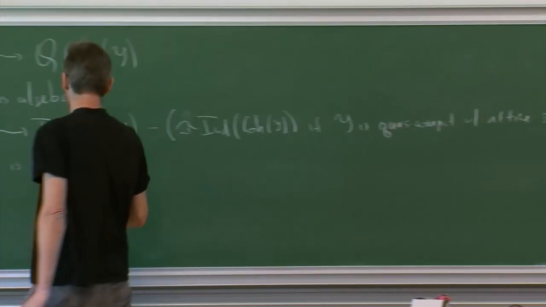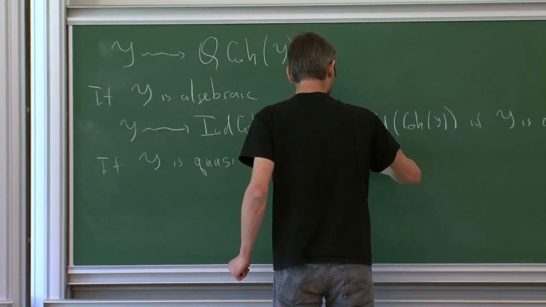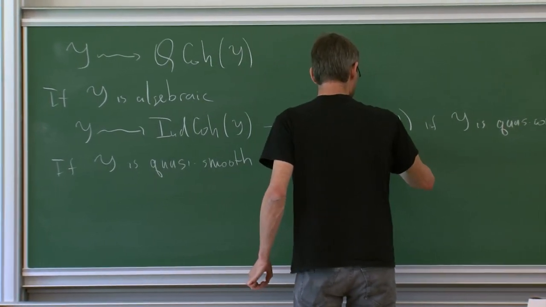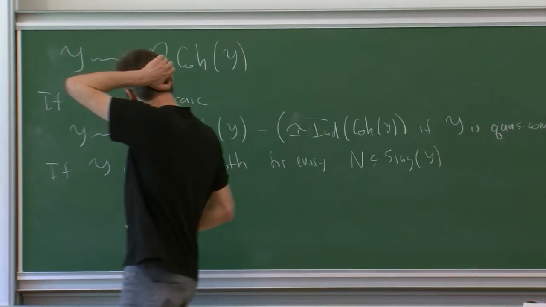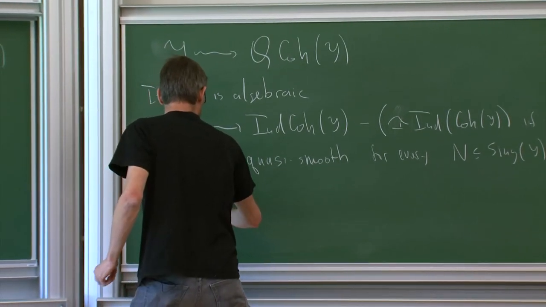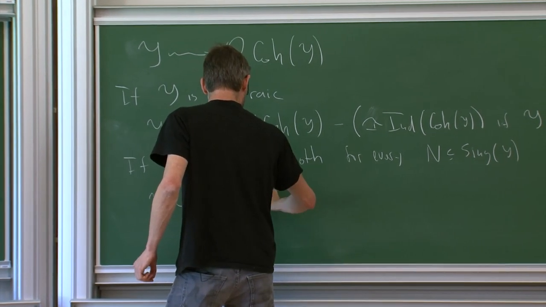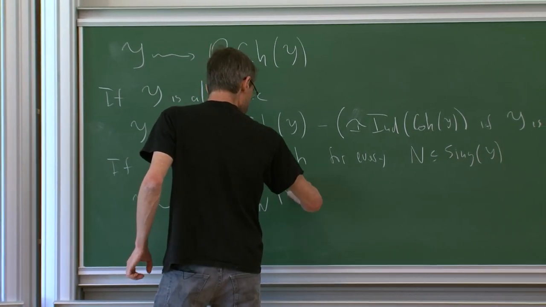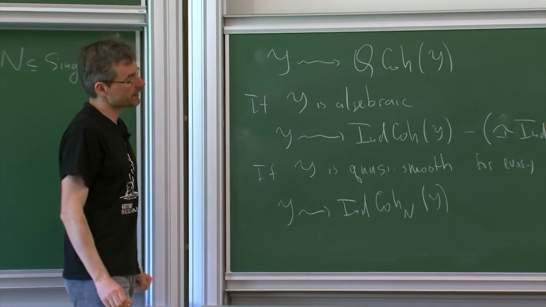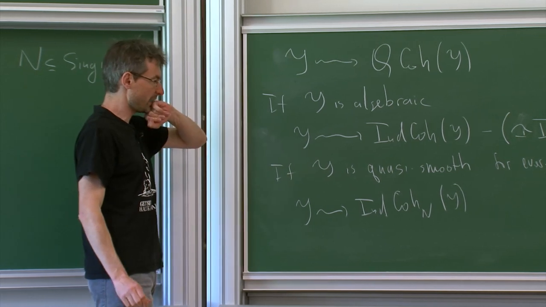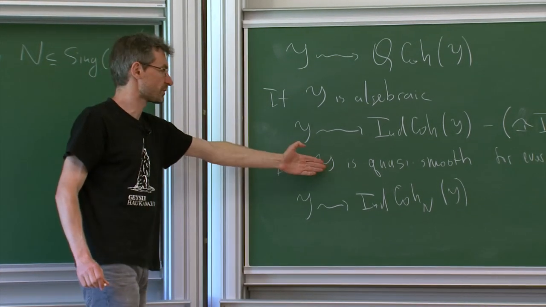And if it's quasi-smooth, for every n inside Sing of Y, you can again attach a category IndCoh_N of Y, again by the same procedure: limit over affine schemes that map smoothly to Y, and all of these schemes are quasi-smooth themselves, because Y was quasi-smooth.